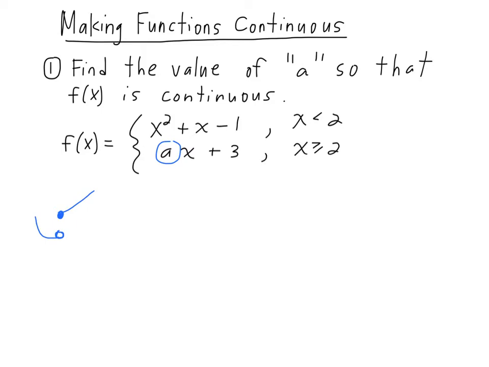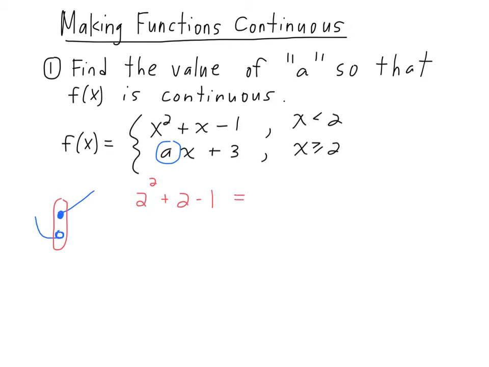Alright, so we're looking to find the value of a, and again a represents the slope of this line. We don't know exactly what it is, we're trying to find it. But we want to find it so that it is continuous. So the way we're going to approach this is, again, we need these two pieces to match up. So we need 2 to have the same y value. So because of that, we're going to plug 2 into each piece. Even though in the first piece our 2 is not included, we're still going to plug it in.